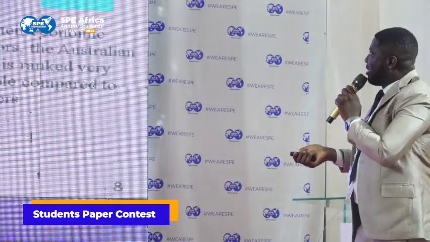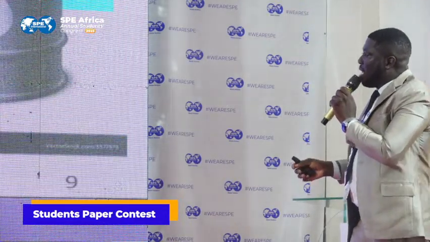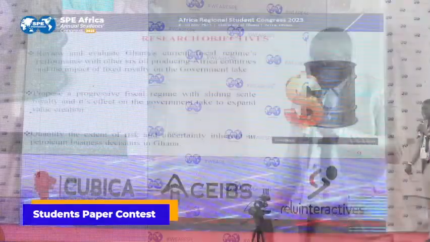These are other research that helped my work. Now, what are my research objectives? One is to review and evaluate the current fiscal regime's performance against 6 other producing countries, and the impact of fixed royalty on the government take. Then also propose a progressive fiscal regime with sliding scale royalty and its effect on the government take to expand value creation. Lastly, quantify the extent of risk and uncertainty inherent in the petroleum business in Ghana.